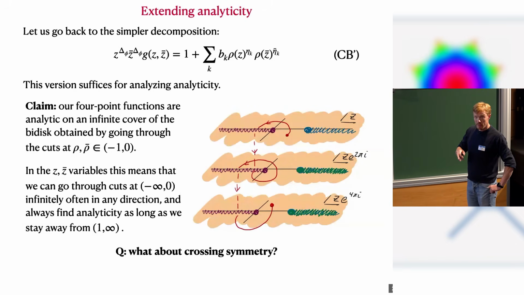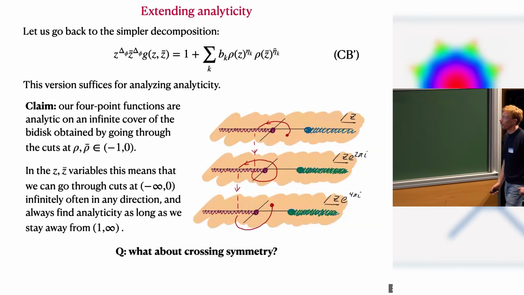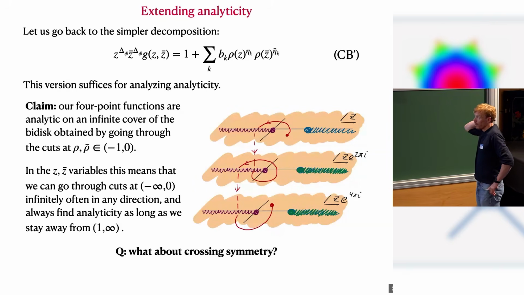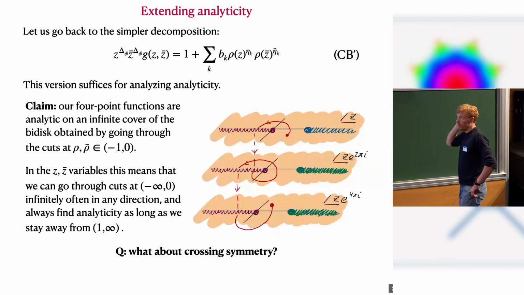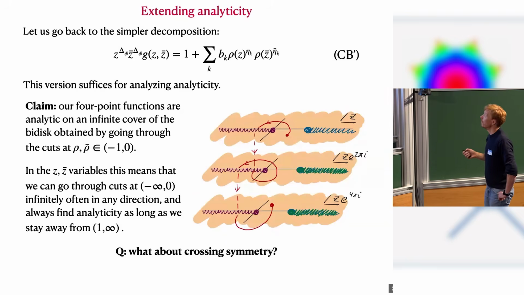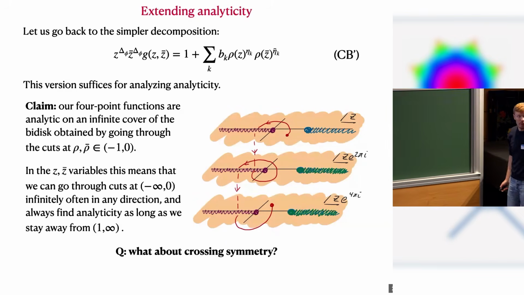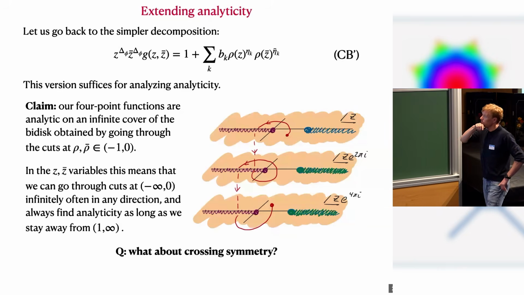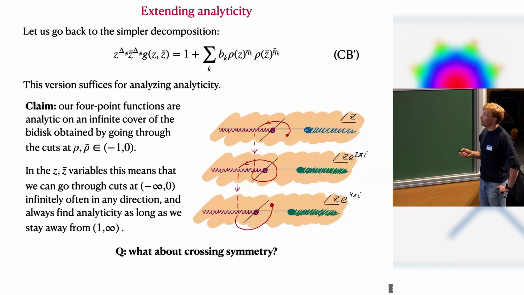So let's forget about the CB, the strongest conformal block decomposition statement, and just go back to the simpler decomposition in terms of this rho variable. So what does it tell us? I think it suffices for analyzing analyticity. I'm not sure there's much more that you can gain using the full conformal blocks when it comes to analyticity that you cannot know if you just look at the rho variable decomposition.